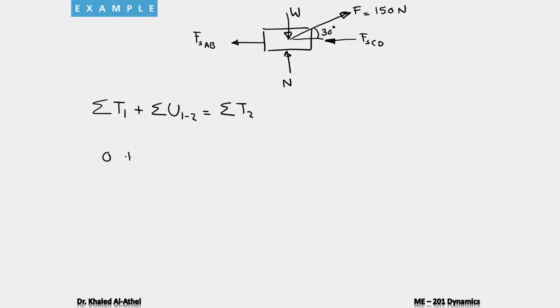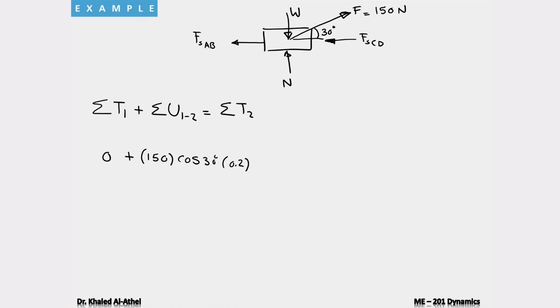Plus, let's look at the applied force. Since the collar is moving to the right and the force has a component acting to the right, it's going to be a positive work. So it's going to be 150 multiplied by cosine 30 degrees. This is the component of the force. Now multiplied by the displacement. It is moving 200 millimeters to the right. Therefore, I'm going to write 0.2.